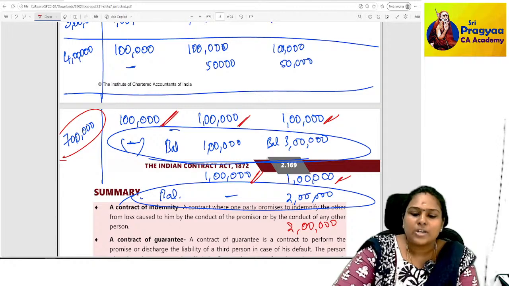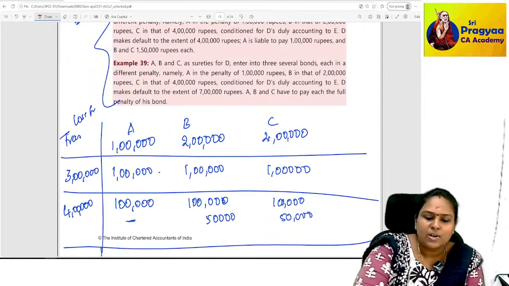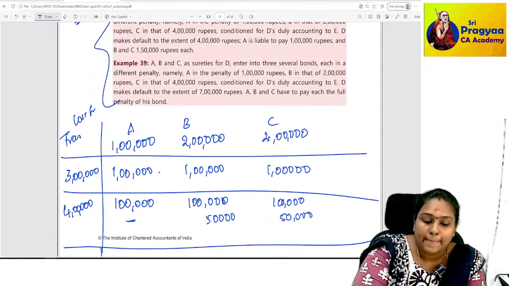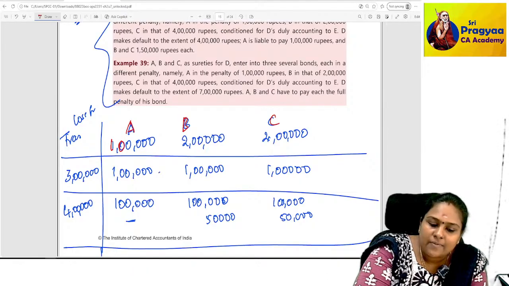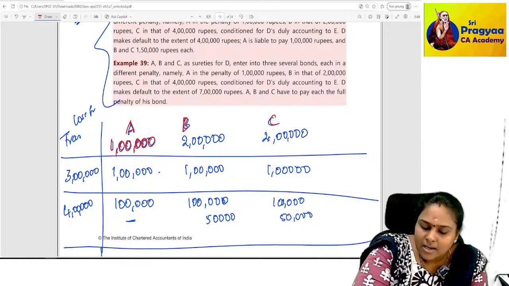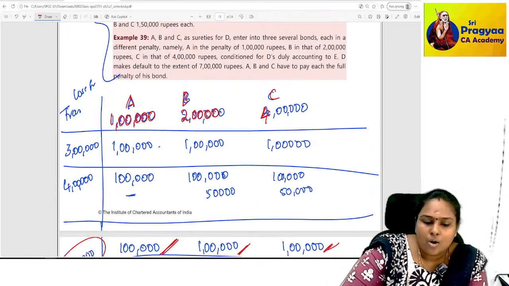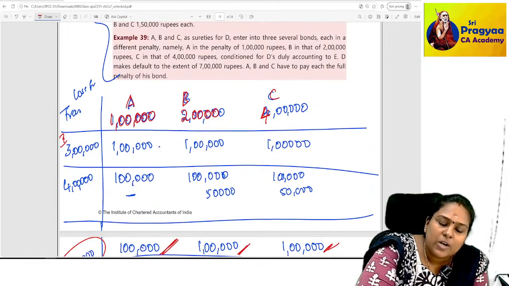Okay. Sir, one more time, see the example, sir. One more time, I'll repeat, please listen. Sir, there are 3 co-sureties, A, B and C. Each person is having a different limit. A's limit is 1 lakh, B's limit is 2 lakhs, and then C's limit is 4 lakhs. Now, first case, we have a 3 lakh loss.